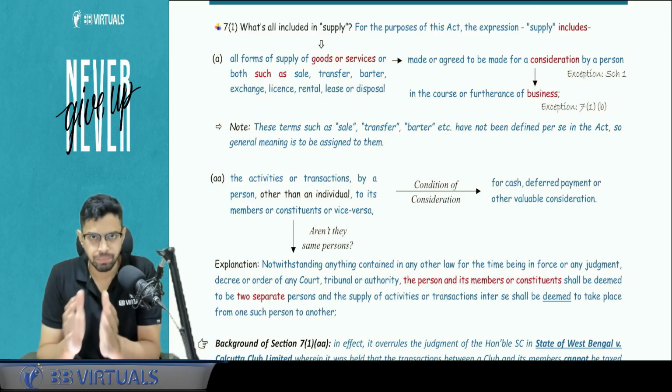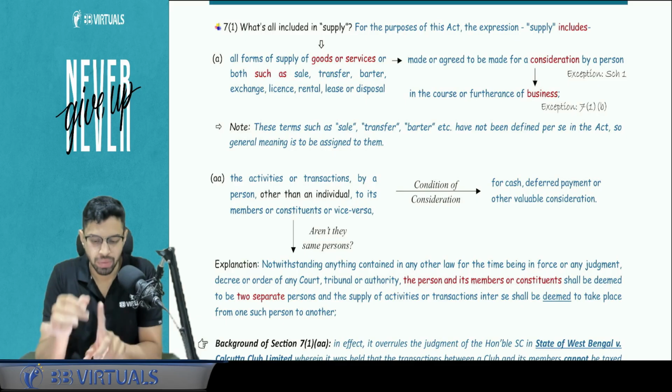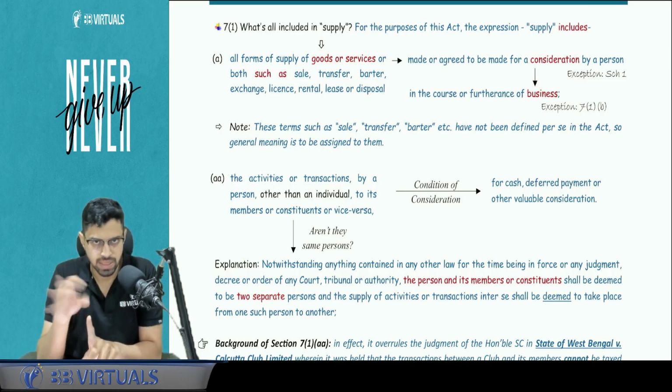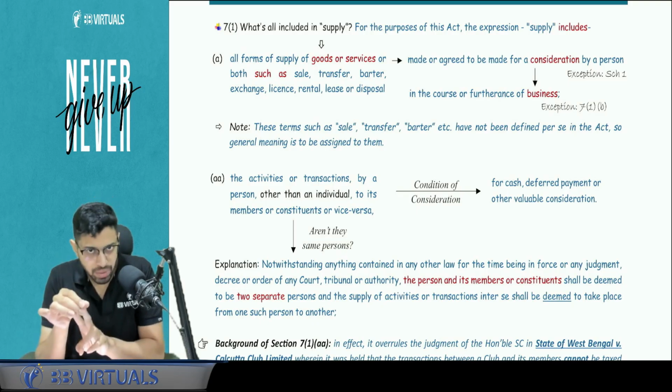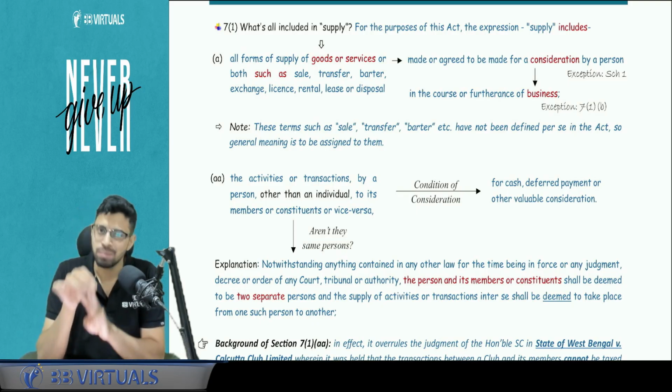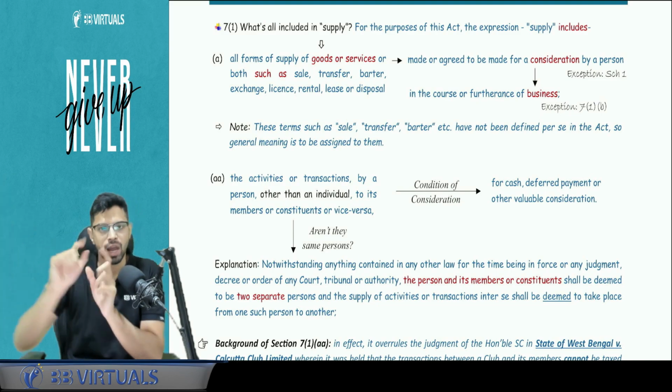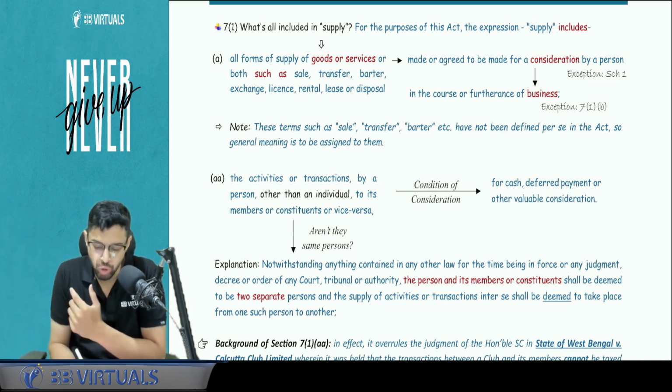So at the outset, there are 3 parameters to supply. All the forms of supply, including sale, purchase, transfer, license, barter, for consideration, right? For consideration. And third, for business. Consideration exception is Schedule number 1, business exception is 7.1b. And obviously the form of supply should be of goods or services.